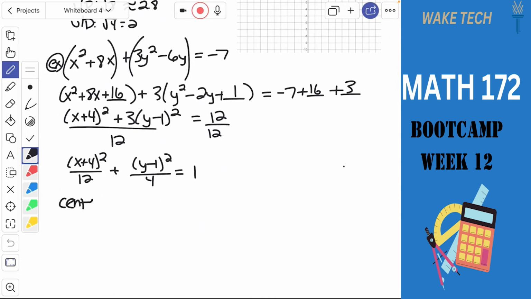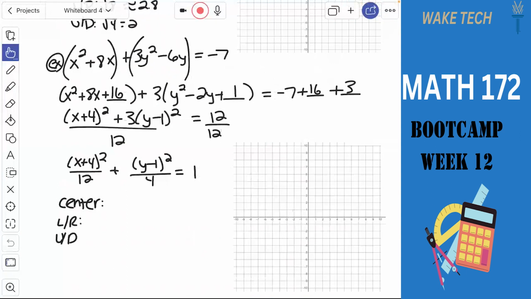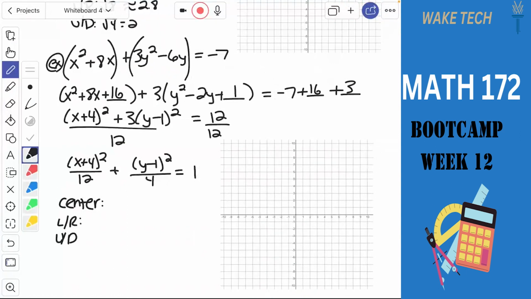From there, we can use that equation to identify the center, how far left and right we should go, and then how far up and down we should go from the center to get to the other points on the ellipse. The center is at negative 4, 1. Up and down we'll go the square root of 4, which is 2. Left and right we'll go the square root of 12. We'll get an approximate answer there, just that'll be a little more helpful for the graph, and the square root of 12 is about 3.5.